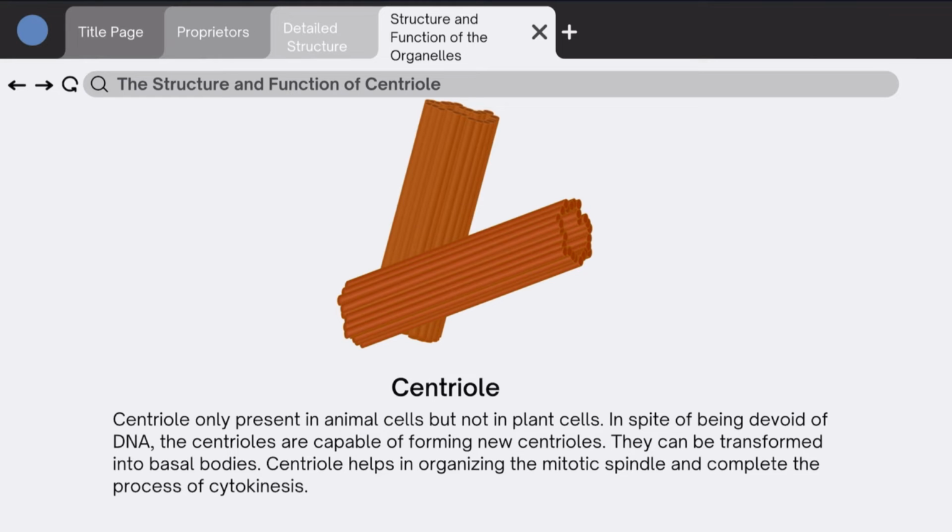The last one is centriole. Centrioles are only present in animal cells but not in plant cells. In spite of being devoid of DNA, the centrioles are capable of forming new centrioles. They can be transformed into basal bodies. Centrioles help in organizing the mitotic spindle and complete the process of cytokinesis.